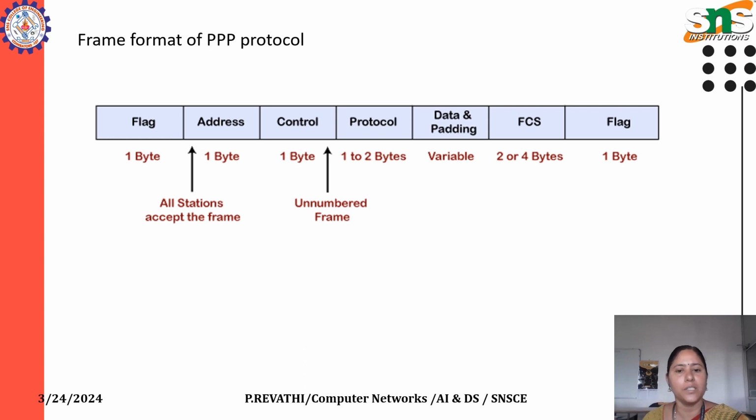Protocol. It is the 1 or 2 byte field that defines what is to be carried in the data field. The data can be user data or other information. Payload. The payload field carries either user data or other information. The maximum length of the payload field is 1500 bytes.